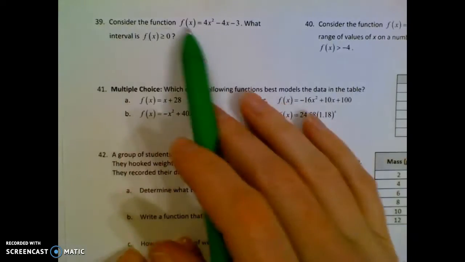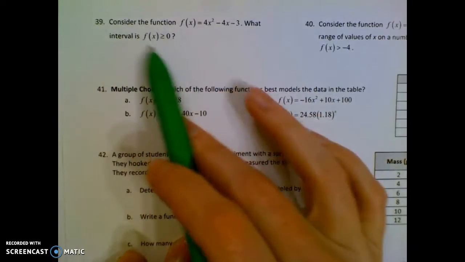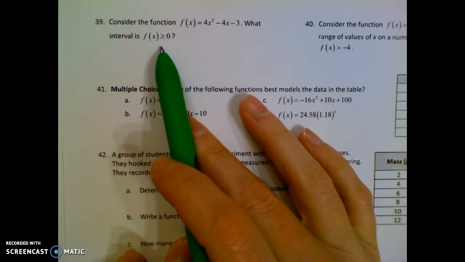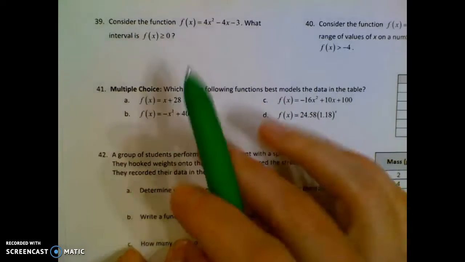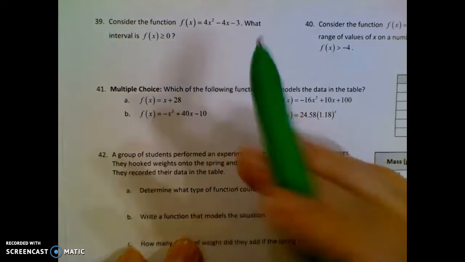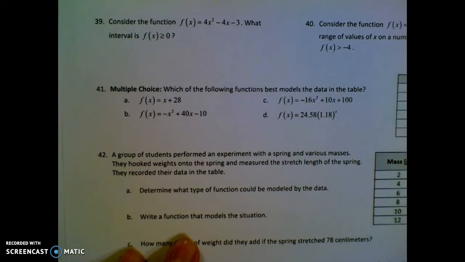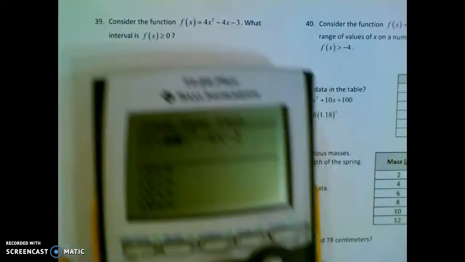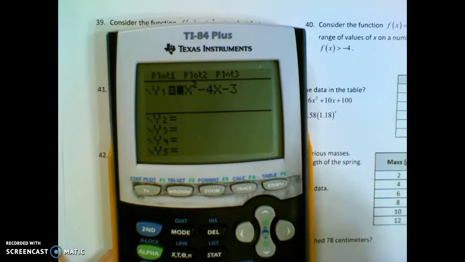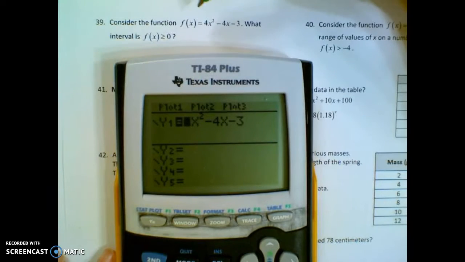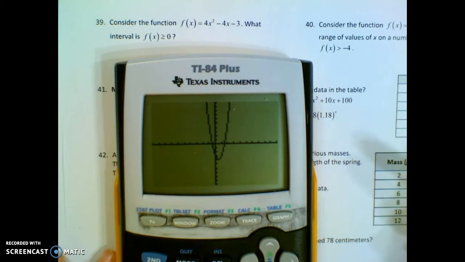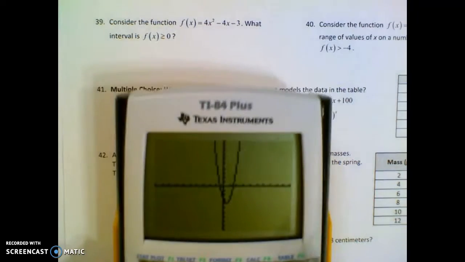Question 30 says, consider this function. What interval are the y values greater than or equal to 0? Again, by hand, you could set it equal to 0, find the zeros, and graph it. I did that on the key, so you can look at that if you want to. Otherwise, use your calculator. I went ahead and plugged in 4x squared minus 4x minus 3. I'm going to go ahead and graph that guy. I want to know when this function is above 0.